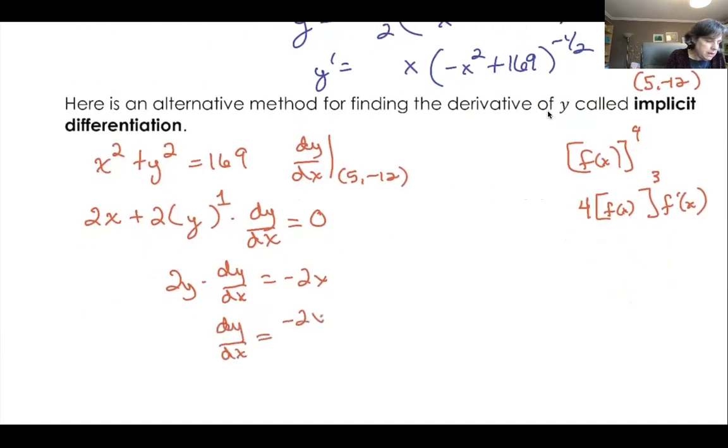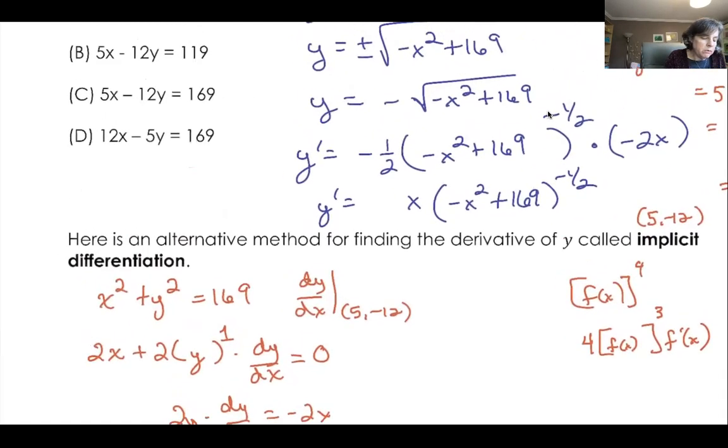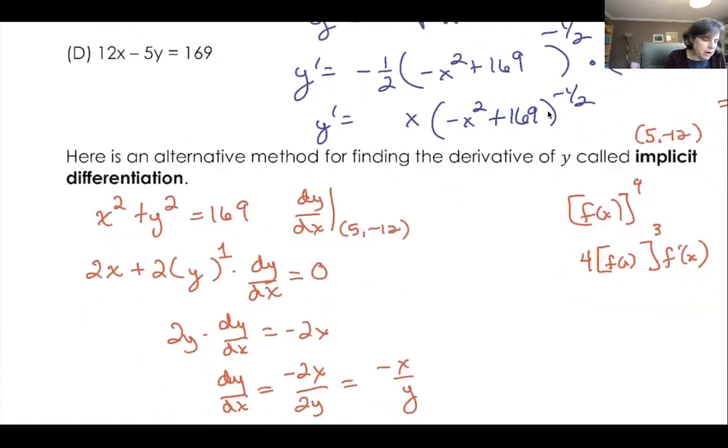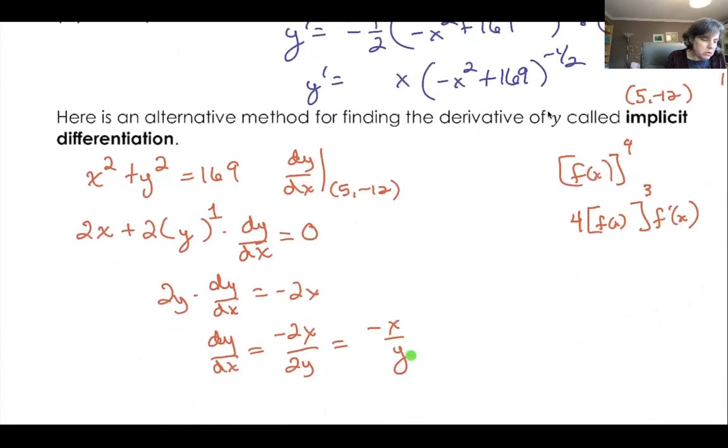I'm going to divide by 2y. And so that would just give me minus x over y. So one difference is that the derivative can be in terms of y. Up here, our derivative was solely in terms of x. But it's okay, because quite often we know what the y value is.